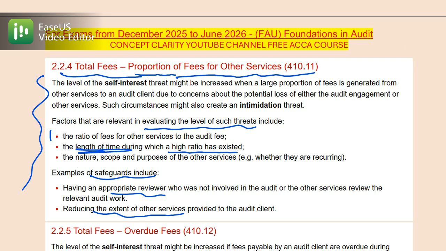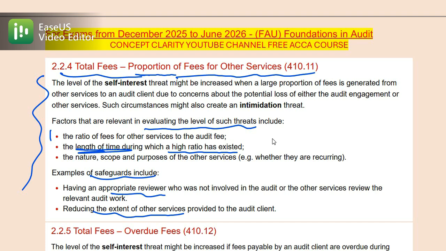So what we have to understand here is the threats we have discussed, self-interest and intimidation. The factors you need to consider are ratio, time, and nature of services. The safeguards you have to apply are an independent reviewer and reducing non-audit services. Let me recap quickly: when a large proportion of fees come from non-audit services for one client, independence is at risk. The threats are self-interest and intimidation. You evaluate the ratio, the time period, and the nature of services. And the safeguards are simple. Get an independent reviewer and reduce non-audit services.